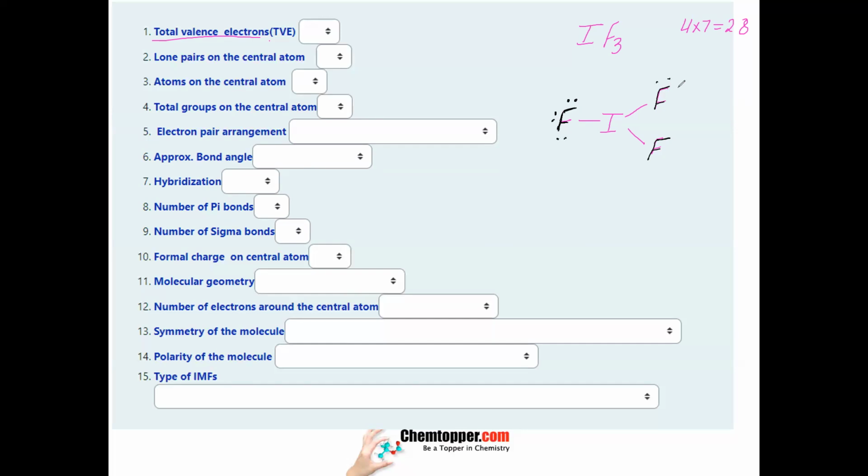Check how many are used, how many are left. How many are left? Yes. Out of 28, 24 used and 4 are left. Where will they go? 2 lone pairs on the iodine. Okay, now answer this. So lone pairs on the central atom?